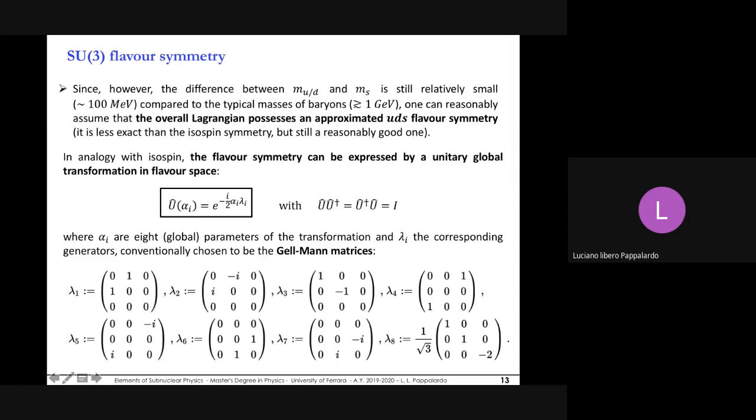So again, the alpha i are now 8 global parameters. They don't depend, of course, on the space-time coordinates. And these lambda i are the corresponding generators. And these generators are conventionally chosen to be the 8 Gell-Mann matrices that you find here, which are 3 by 3 matrices, and which essentially describe a generalization of the 3 Pauli matrices when you now work in this 8-fold space.